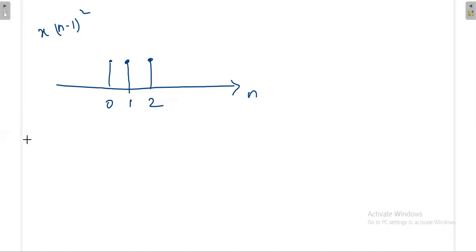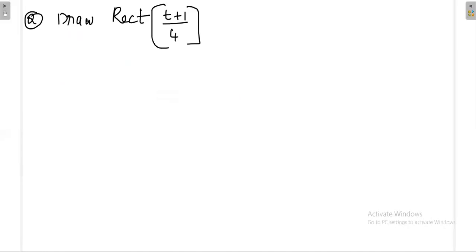Next we'll see another problem. Draw the rectangle (t plus 1) by 4. We know how to operate with a general signal, but this is a special signal, a rectangular signal. In that signal, they are applying the shift. Whenever a rectangular signal is given with this shift, how do we operate? So this signal you can write like this.